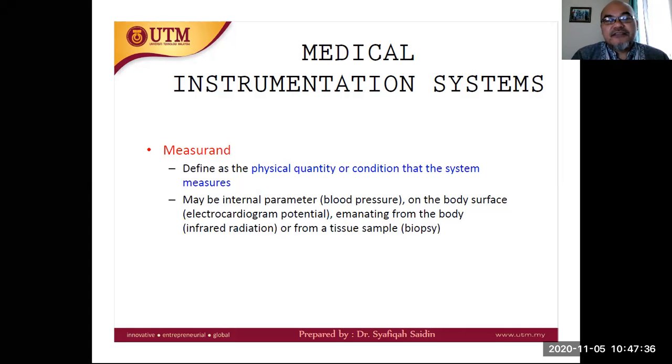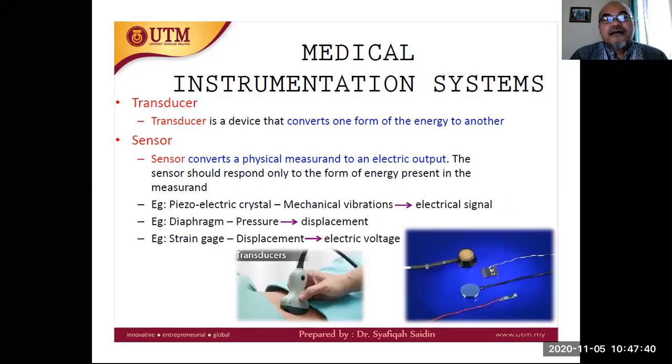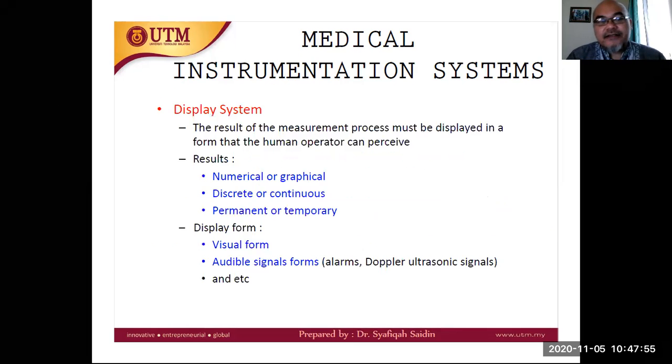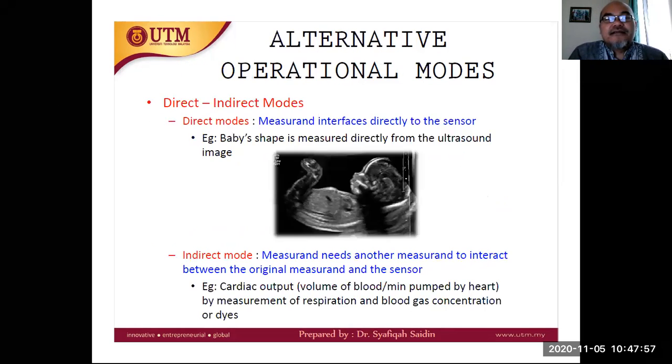So measurement is the physical quantity or condition of the system measured. Transducer we have learned in the previous session three weeks ago. Signal conditioner, we will review this next week. It's supposed to be this week, but since last week we had a holiday, we will cover it next week, hopefully.